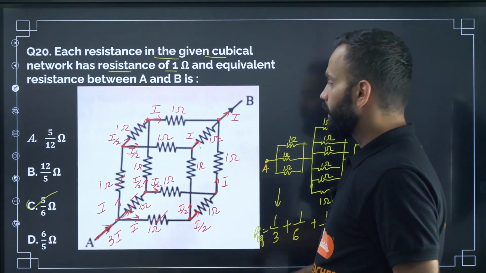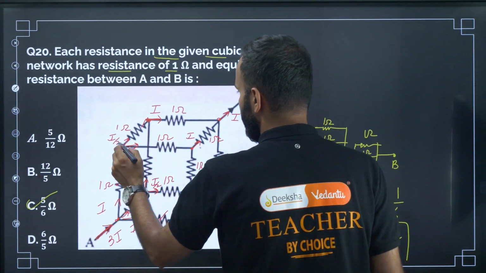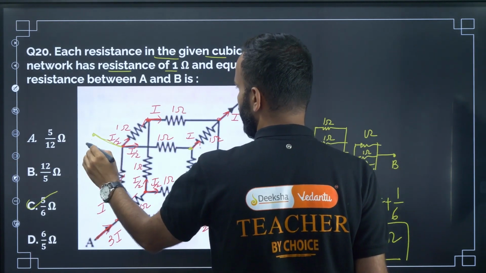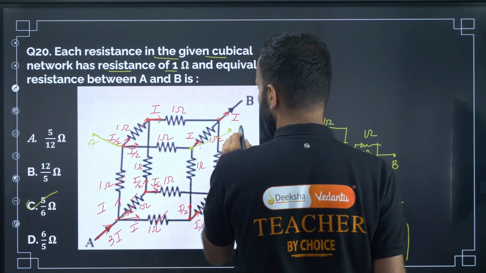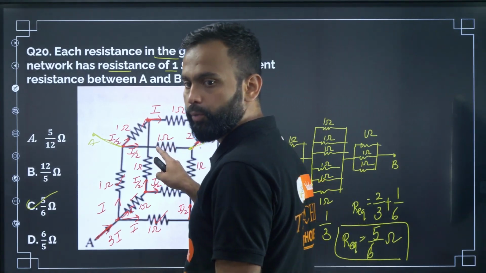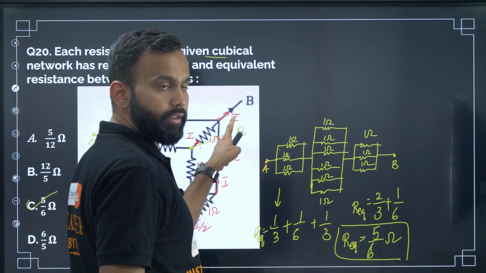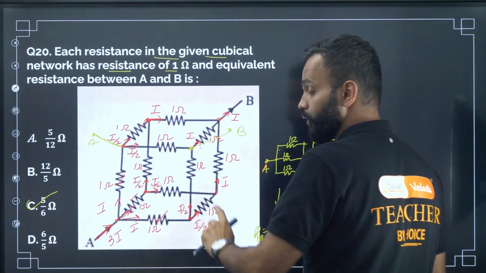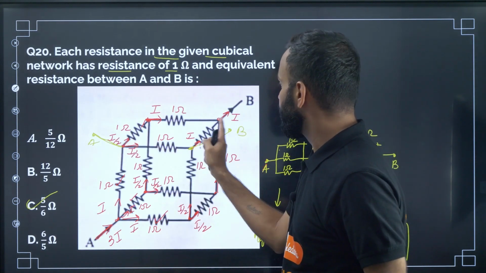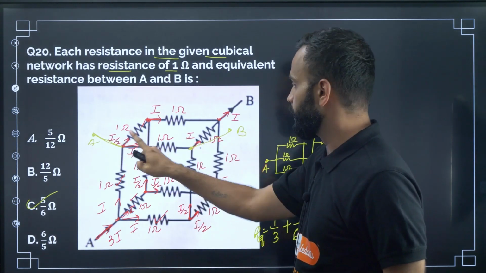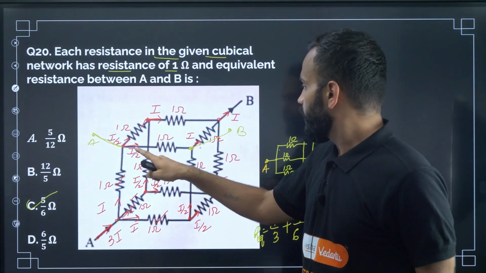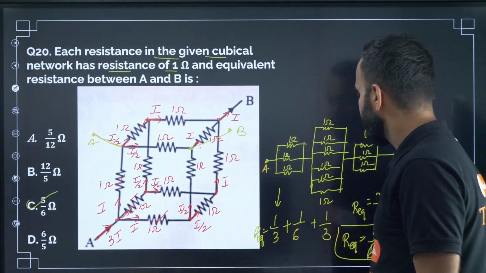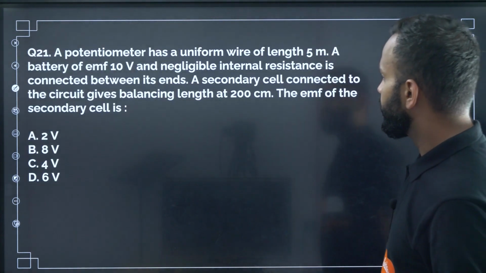And then another thing you have to solve: these two points here, point A and B. You need to find the equivalent resistance between A and B. Solve this and write the answer in the comment box. Yeah, next question. Question number 21.